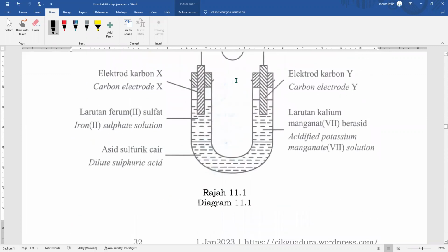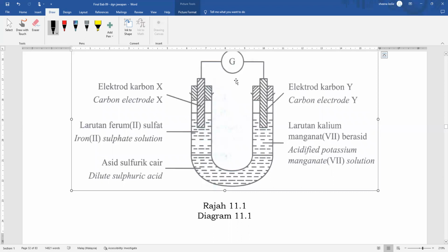Okay. I'm going to ask you all even more questions because I think it's really unfair that they don't ask. What is the oxidation number change in electrode X? +2 to +3. Correct. What is the oxidation number change in electrode Y? +7 to +2. Okay, correct. What is the color change in electrode X? Green to brown. Okay, correct. What's the color change in electrode Y? Purple to colorless. Okay.